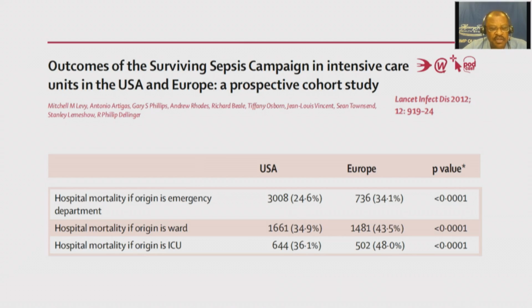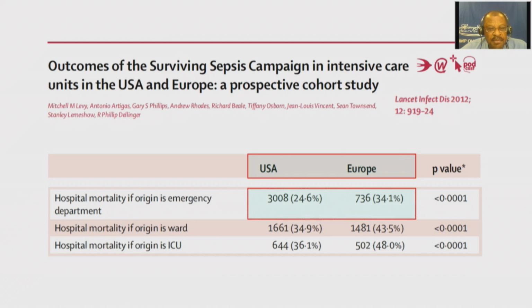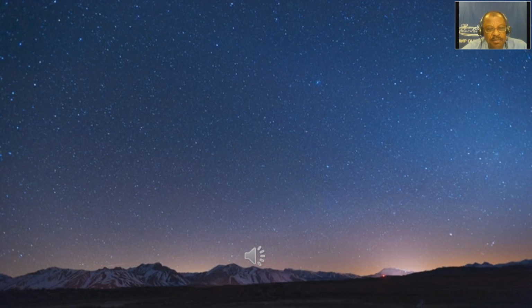So take a fast forward, and you see this article by the Surviving Sepsis Campaign that basically showed internationally we see the same phenomenon, whether in Europe or the U.S. The emergency department sepsis mortality is significantly different from a ward patient versus a patient who is primarily septic in an intensive care unit. So sepsis by location has a significant phenotype as well.